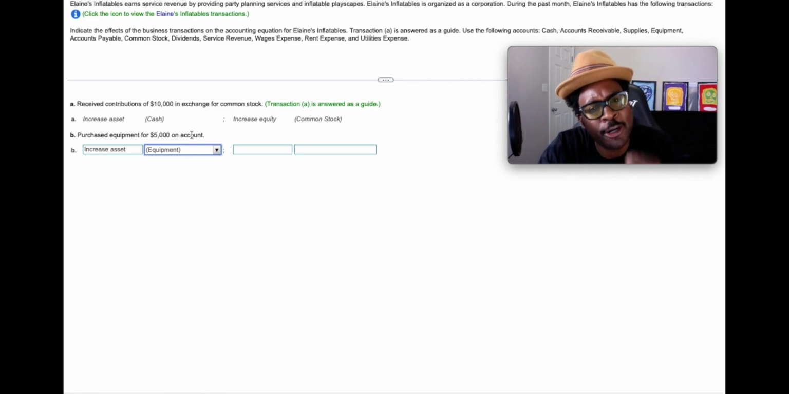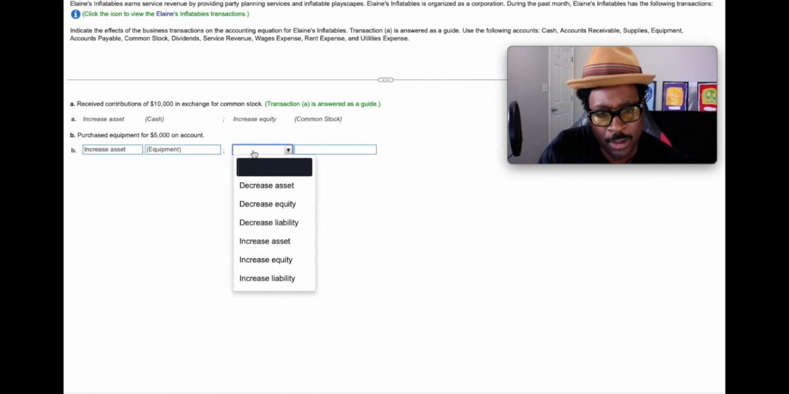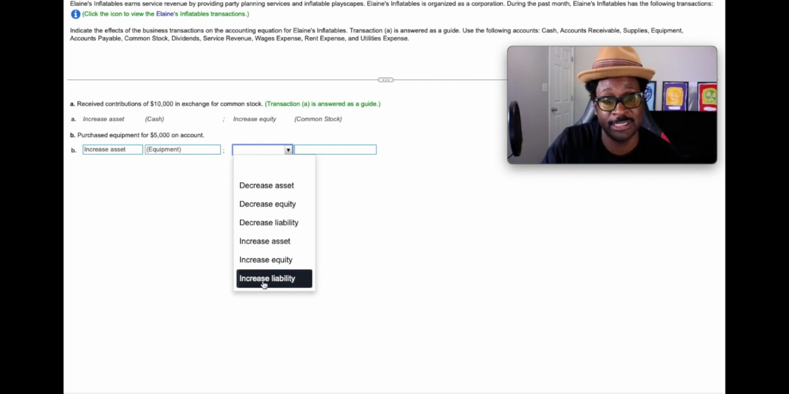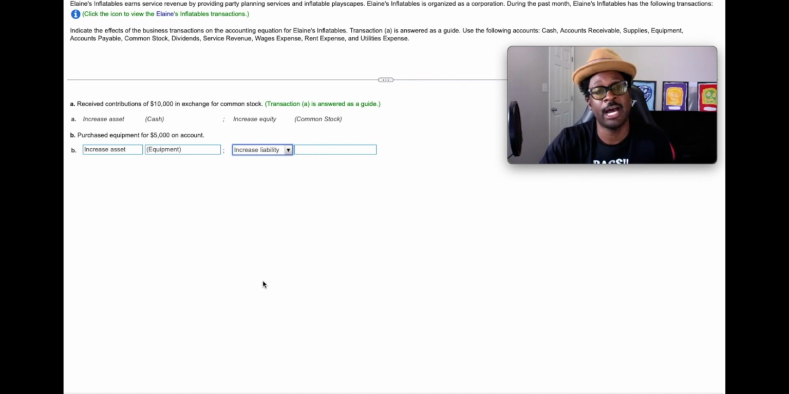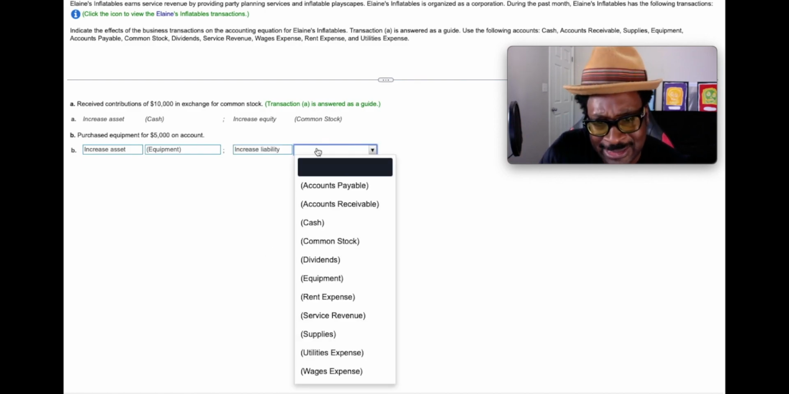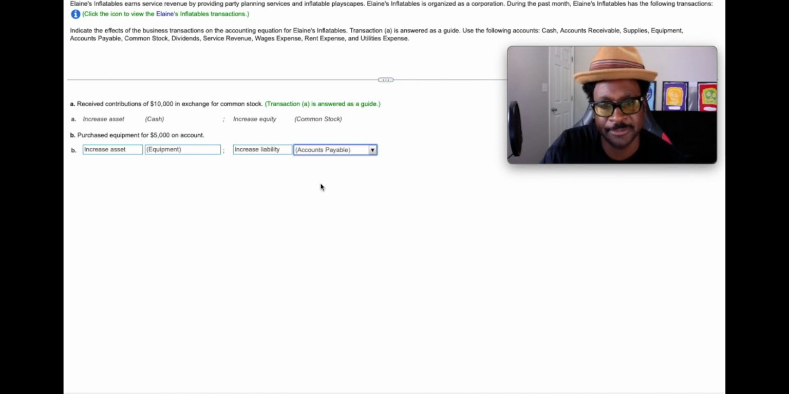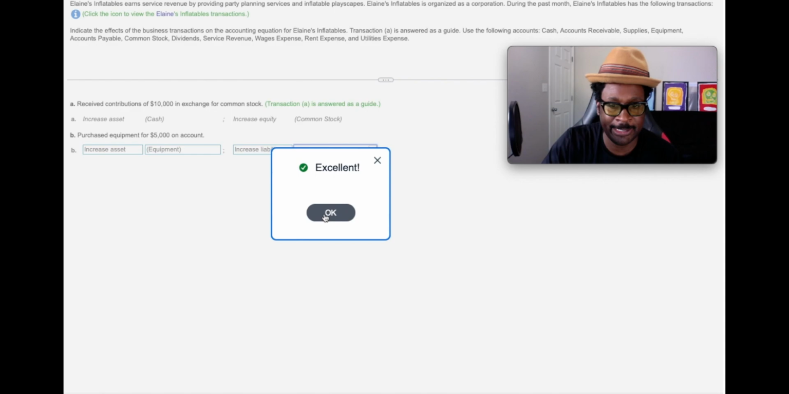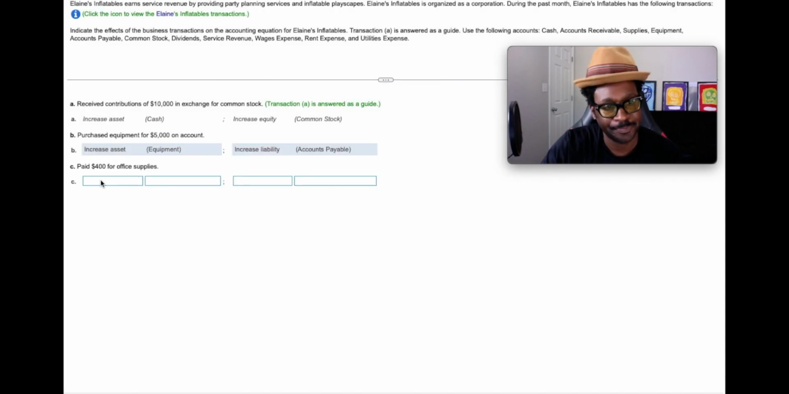So, on account, we're purchasing equipment. Obviously, we didn't make a payment now, so we have to set up an account to pay in the future. So we're going to increase a liability because our payables are going up. Our liabilities are going up. We owe more. And so what account is it? Accounts payable. Let's check the answer. Bada bang.